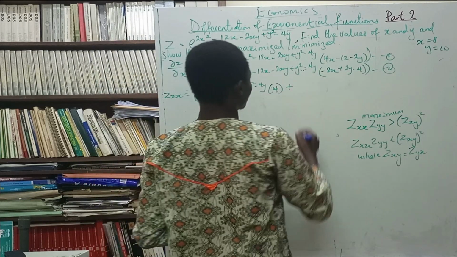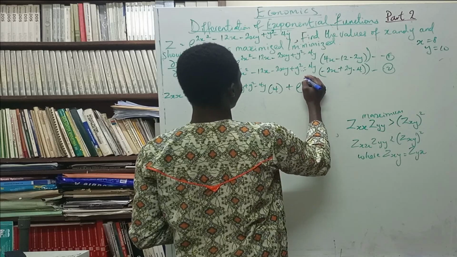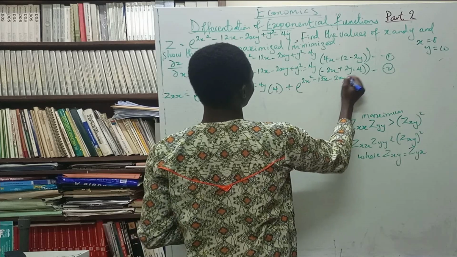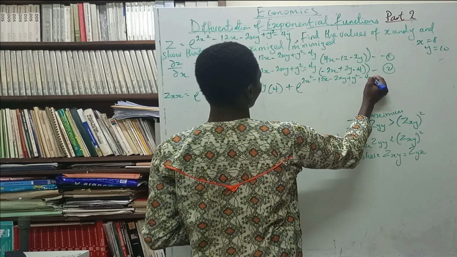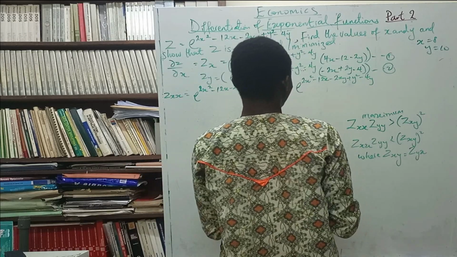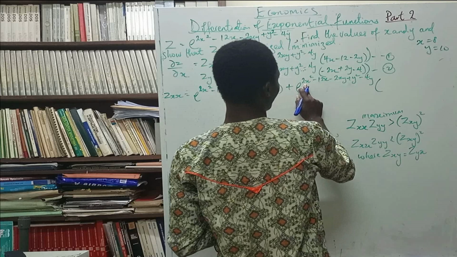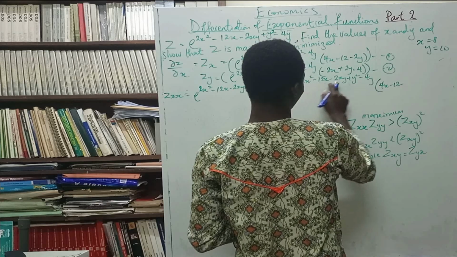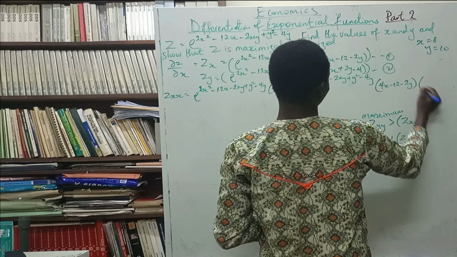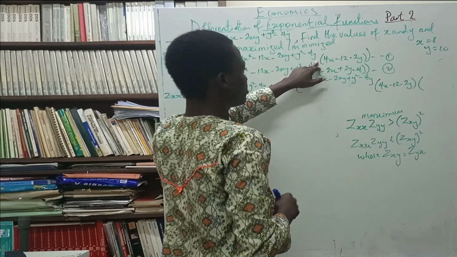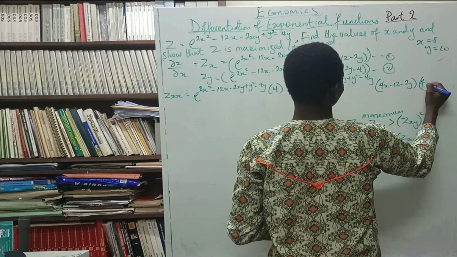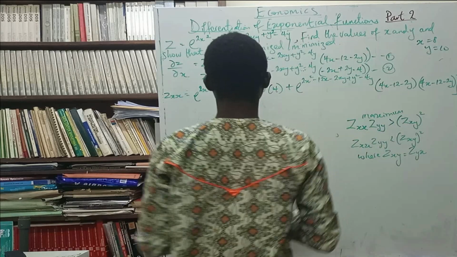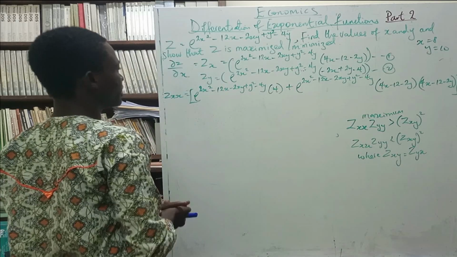We then differentiate this with respect to x again, so we have e raised to power everything again, 2x squared minus 12x minus 2xy plus y squared minus 4y. When you differentiate that power with respect to x, we have into bracket 4x minus 12 minus 2y, then into brackets what you have here already, 4x minus 12 minus 2y. It's like we are having it 2 times. So this is the value of zxx.